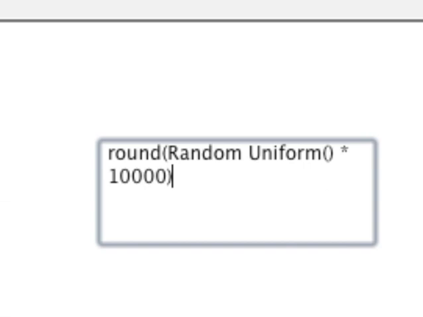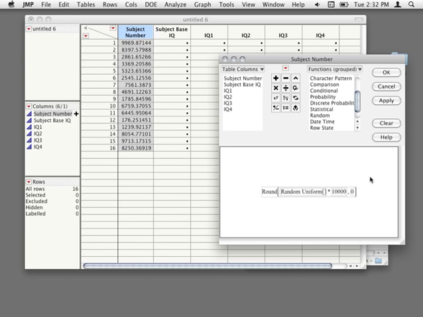Oh, and we have to tell how many digits to round. So, sorry, you have to do round, whatever you're trying to round, and then how many digits you want. And I'm going to do 0. And this is totally unnecessary. It just makes it look nicer. There we go. So now we have subject numbers. We probably won't have any repeats. But, you know, let's hope not.